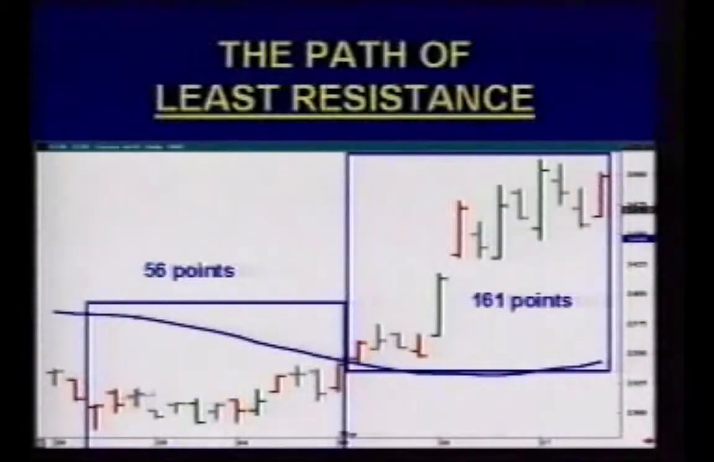Let's take another illustration from an actual chart. Here we have 13 bars in this rectangle, and notice that they're coming toward the balance line. And the movement from this bottommost point to the balance line was 56 points.